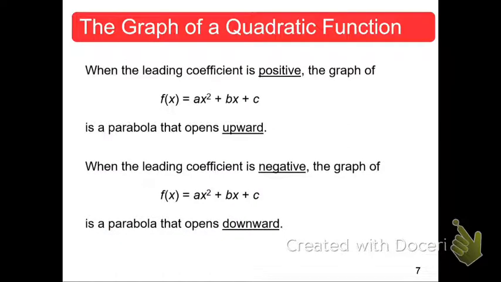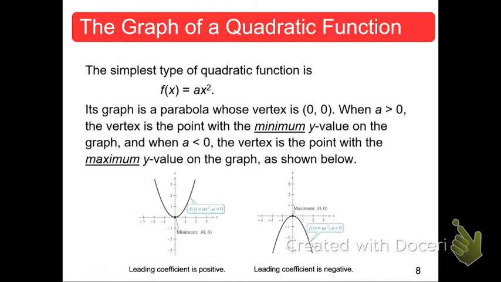So we just repeated this information. You can fill in your slides. When the leading coefficient is positive, our graph opens upward, our parabola opens upward. When the leading coefficient is negative, our parabola opens downward. So let's look at the simplest type of quadratic function.